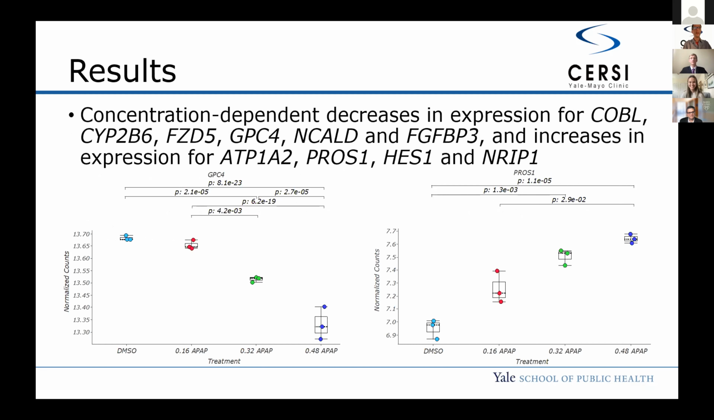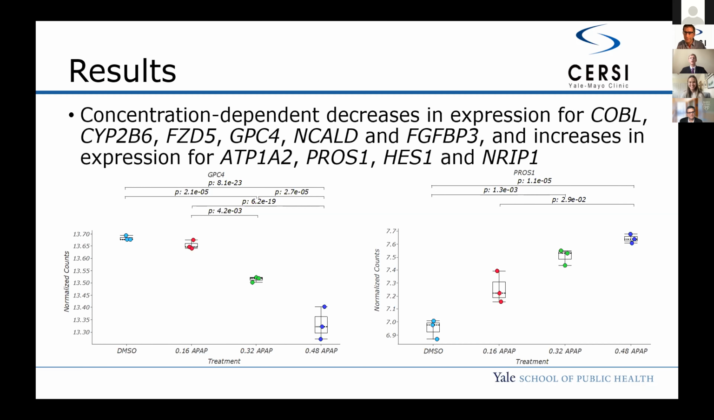So we were excited to see that several genes that have been found to be dysregulated in individuals with autism spectrum disorder, irrespective of acetaminophen exposure, were found to be dysregulated in the same manner in our results. Furthermore, genes that are downregulated in autism literature are found to be downregulated in our data set. So if we focus here on the left on glypican-4 or GPC4 as an example, what I'm showing is a beeswarm plot indicating the 3 replicates for each treatment, starting with DMSO control in turquoise, 0.16 millimolar in red, 0.32 millimolar in green, and 0.48 millimolar in blue.